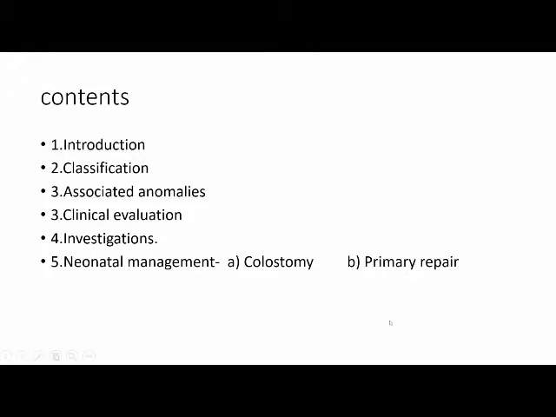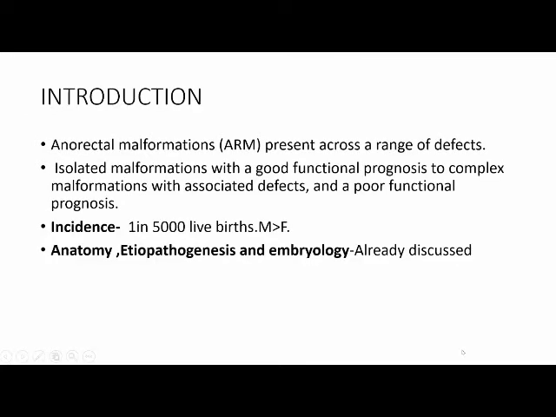So coming to the introduction, anorectal malformations are present across a range of defects. Varying defects are present, and it can range from isolated malformations which have a good functional prognosis to complex malformations with associated anomalies and a poor functional prognosis. The incidence is around 1 in 5,000 live births, and there is a male preponderance to the incidence of ARM.